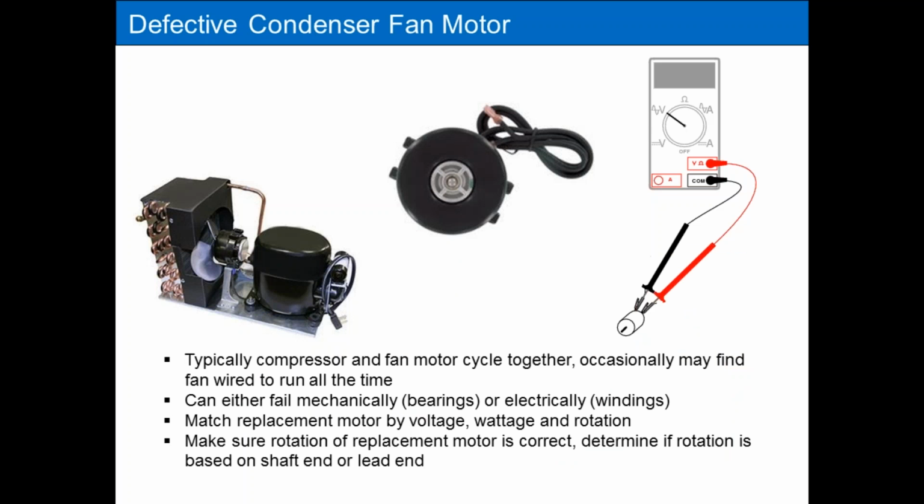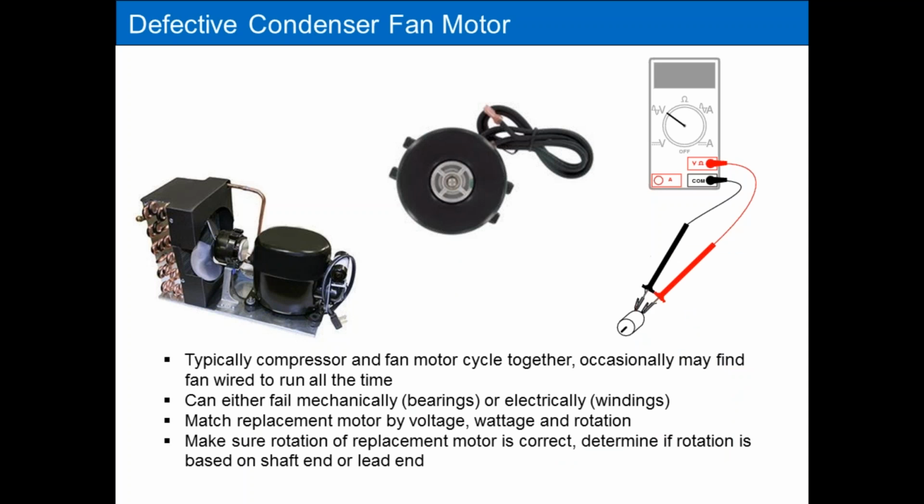All right, let's move on to troubleshooting a fan motor, condenser fan motor. That's pretty simple. It's typically a shaded pole motor of some type. It's either going to run or not. They can fail electrically or mechanically. Electrically, an open winding, you'll find that with an ohm meter.